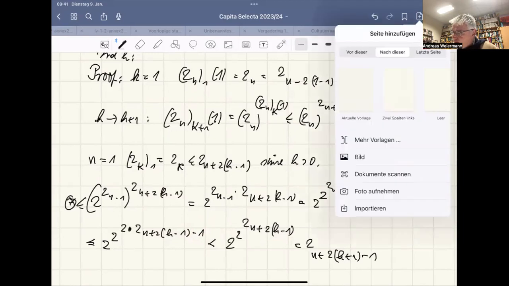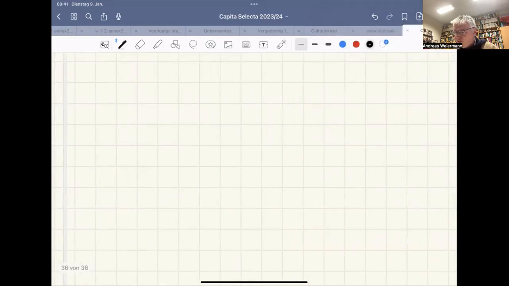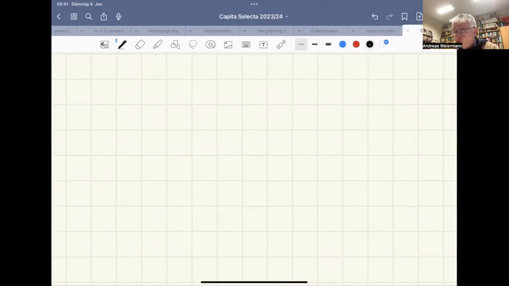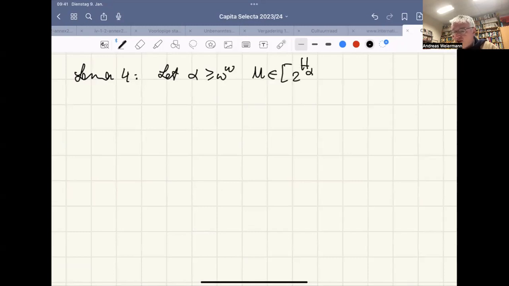Now the next lemma is maybe of general interest. Lemma 4. And so let alpha be at least as big as omega to the omega, and m an element of 2 to the h alpha of m, h alpha of m plus 1 minus 1.